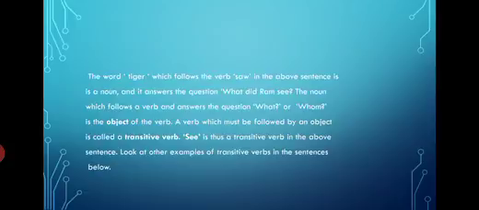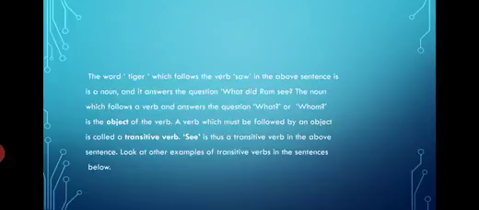Here, the word tiger, which follows the verb saw in the above sentence, is a noun, and it answers the question. When we ask, what did Ram see? we get the answer. The noun which follows a verb and answers the question what or whom is the object of the verb. We can say easily, what did Ram see?